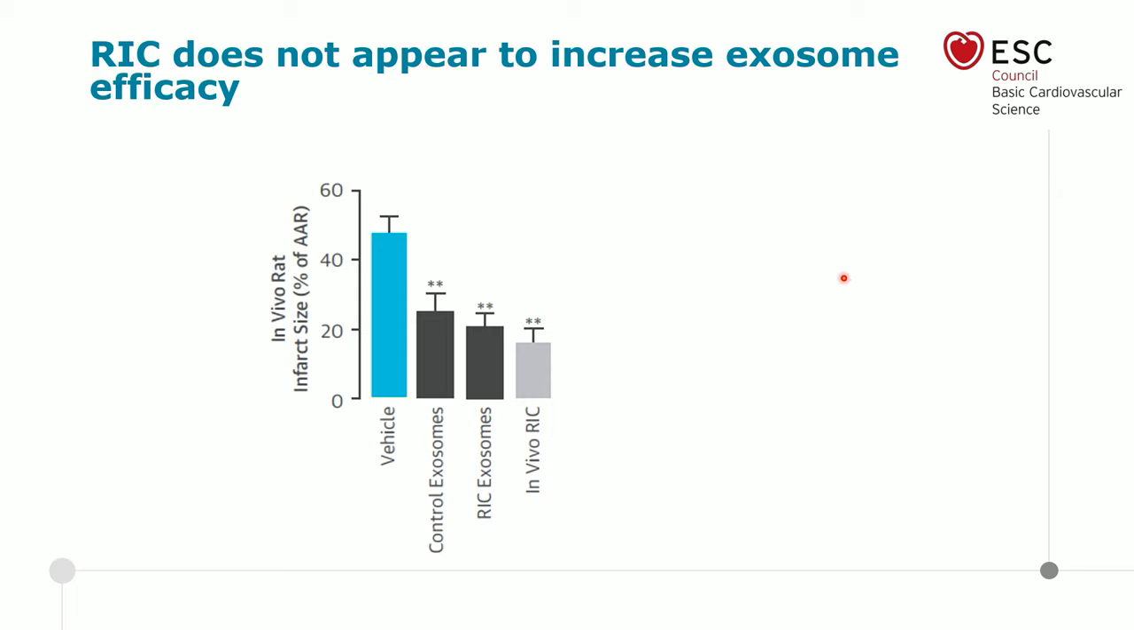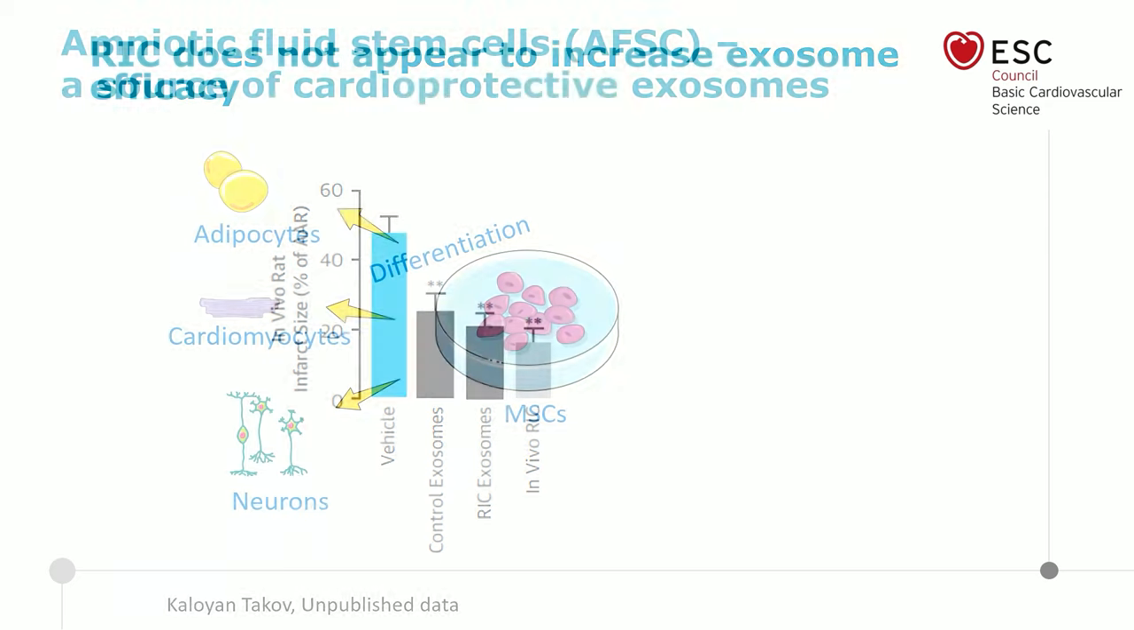I'll just comment that in our hands, at least, we don't see evidence that the exosomes contribute to remote preconditioning. I won't go into the detailed discussion of it, but when we take exosomes from the blood of rats, which are either control rats or those which have been remotely preconditioned, we find that both of them are actually protective, and it doesn't seem to greatly affect the protective ability of the exosomes.